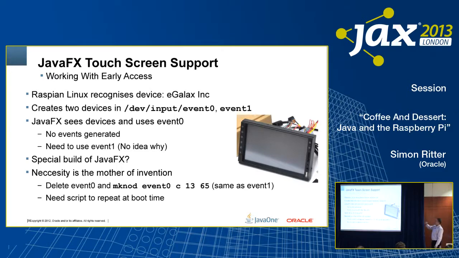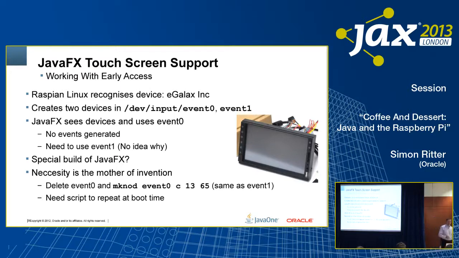So it didn't work. So I talked to the engineers, and they said, well, we could do a special build of JavaFX for you that takes the events from event 1. And I just happened to be sitting there one day, and I thought, well, hang on, I can solve that a different way. So what I did was I said, OK, let's write a little script as the system starts up. We'll delete event 0, and then we'll recreate event 0 with the same major and minor device numbers as event 1. So then event 0 is still getting the same data from event 1. And lo and behold, it all worked.